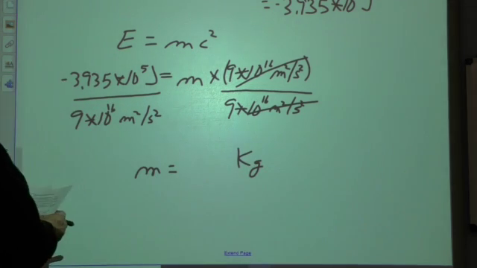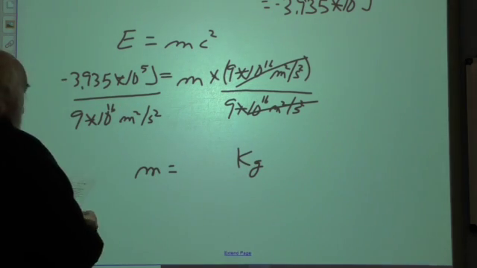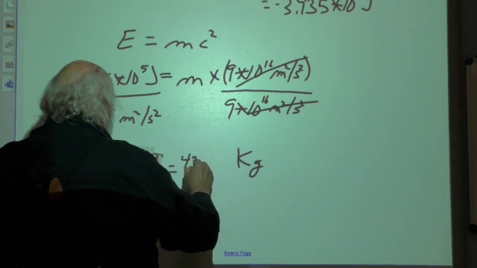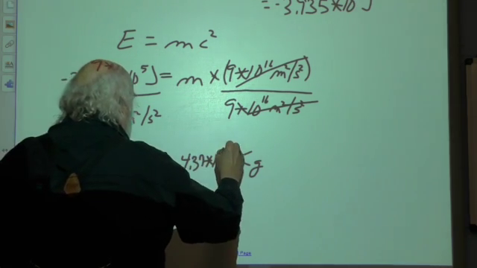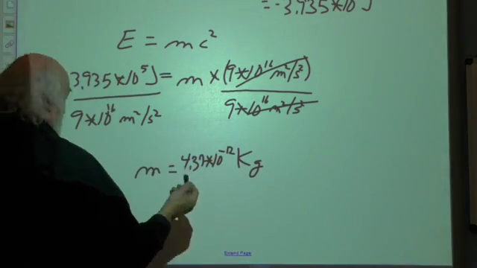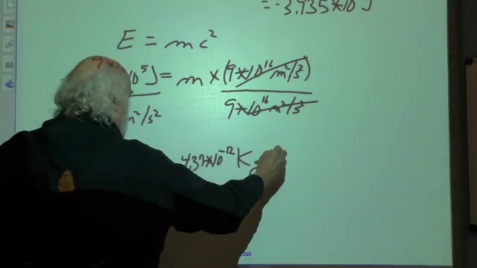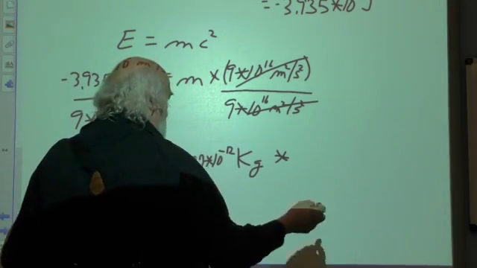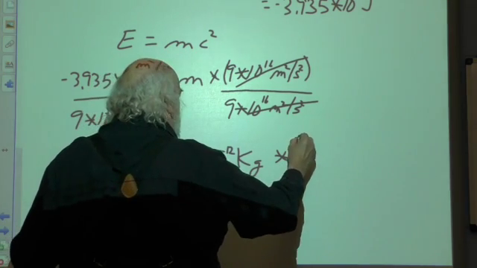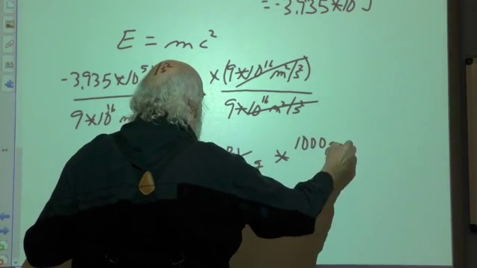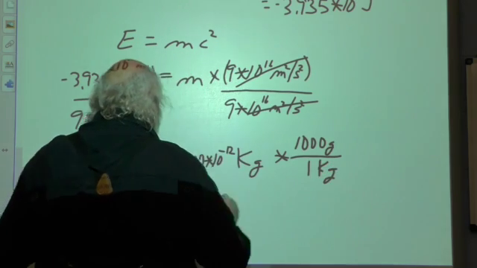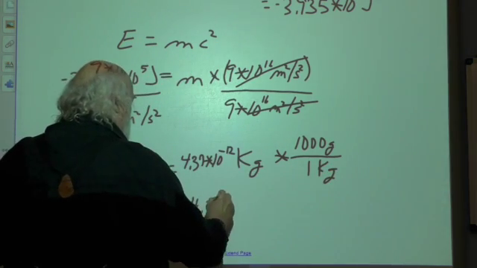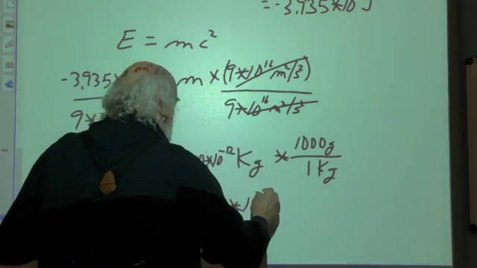And so you crunch the numbers on your calculator, and we get 4.37 times 10 to the negative 12th kilograms, or if you want to think of it in terms of grams, we can convert that. You don't have to do this, but I'm just doing this for comparison's sake. 1,000 grams per 1 kilogram will give us 4.37 times 10 to the negative 9th grams.